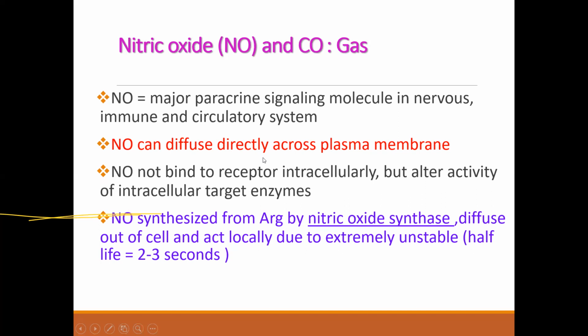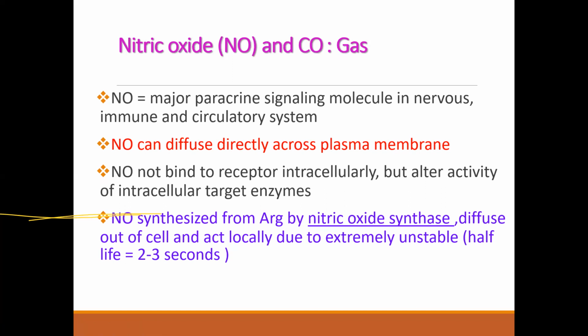However, the action of nitric oxide is not to bind to a receptor intracellularly, but nitric oxide has action on an enzyme. Nitric oxide will alter or change the activity of an intracellular target enzyme, like the enzyme that changes GTP to cyclic GMP, guanylyl cyclase. Nitric oxide is the gas produced from arginine. Okay, the substrate, or the precursor, of nitric oxide is the amino acid arginine. By using the enzyme called nitric oxide synthase, arginine changes to nitric oxide.